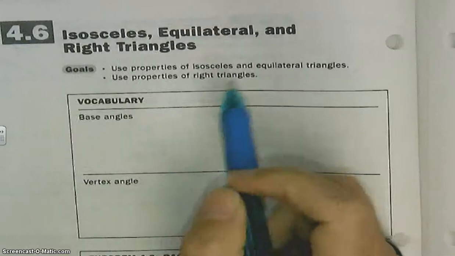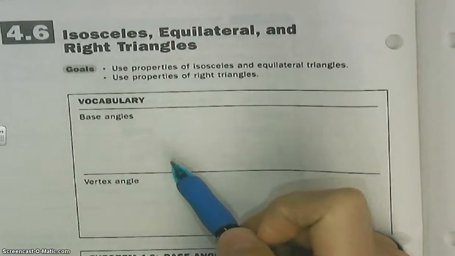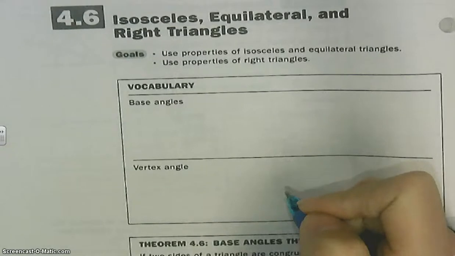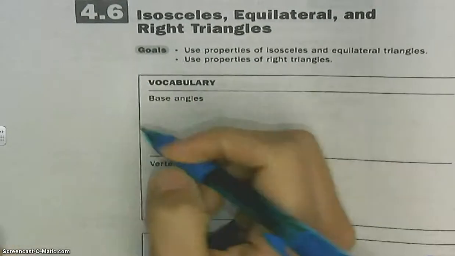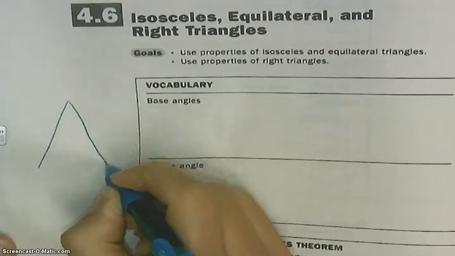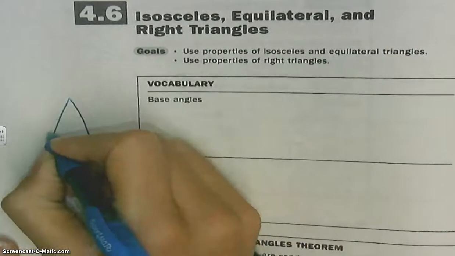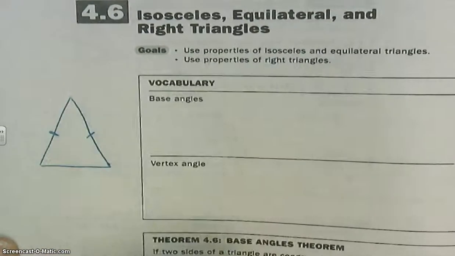Today we're going to talk about specific properties of isosceles and equilateral triangles. Before we start, we need to talk about some vocabulary to review for isosceles triangles. So let's draw a big isosceles triangle over here. And you remember in isosceles, at least two sides are the same. So let's mark, we'll just do two. These two sides are the same.